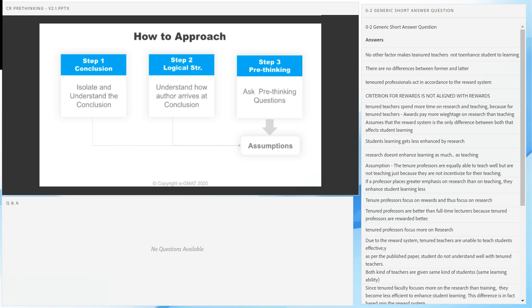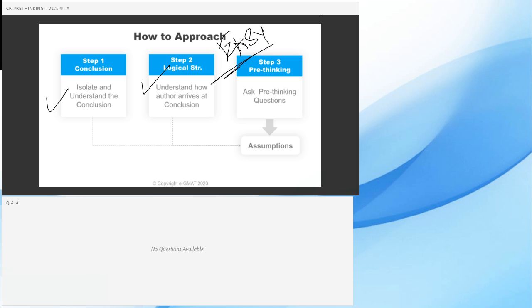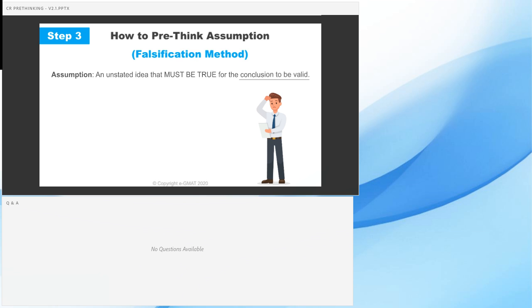And if we do a good job of this, then this would be really, really easy, and you're going to see that. Which is why, for those of you who want to get better at pre-thinking, the key to getting better lies in doing steps 1 and 2 easily. Now, how do we go about pre-thinking assumptions?